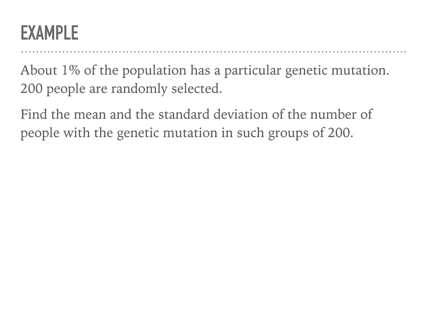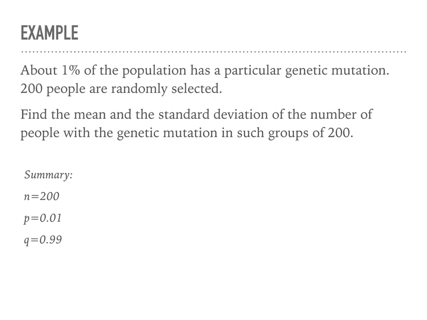Let's do another example together. So in this example, we see that about 1% of the population has a particular genetic mutation. 200 people are randomly selected. Find the mean and standard deviation of the number of people with the genetic mutation in such groups of 200. So a nice little summary of our problem here. N equals 200, P equals 0.01, and Q equals 0.99.